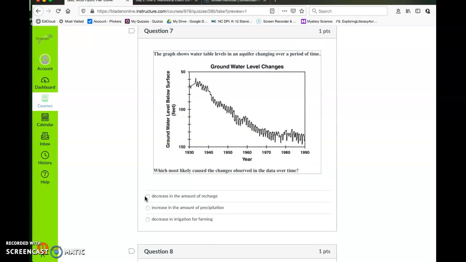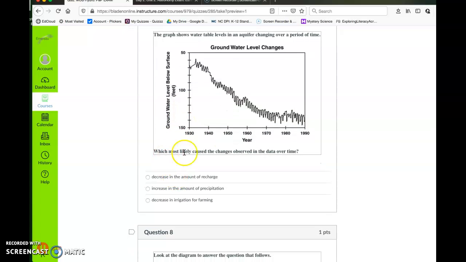Question number 7. The graph shows water table levels in an aquifer changing over a period of time. On the x-axis, we have the year. On the y-axis, we have groundwater level below surface. Which most likely caused the change observed in the data over time? Decrease in the amount of recharge, increase in the amount of precipitation, or decrease in irrigation for farming?